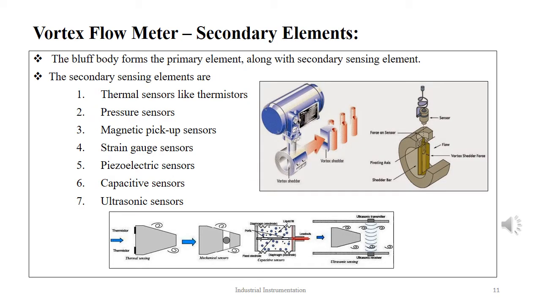Like the variable head flow meters, vortex flow meters also have two parts. The primary part, which is the block body, and the secondary part, which is used to pick up the vortices that are created in the flow path. The secondary sensing elements are thermal sensors, pressure sensors, magnetic pickup coils, strain gauge sensors, piezoelectric crystals, capacitive and ultrasonic sensors.